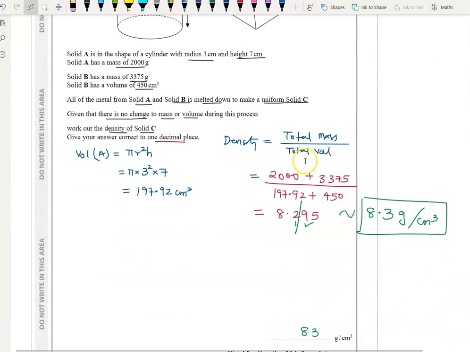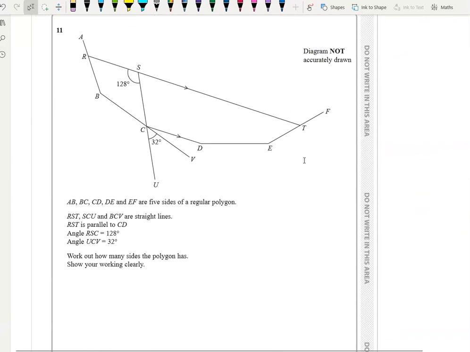Moving to next one, question number 11. Okay, AB, BC, CD, DE and EF are 5 sides of a regular polygon. Okay, RST, SCU and BCV, these 3 are straight lines. RST is parallel to CD. So this line RST is parallel to CD. Angle RSC is 128 and UCV is 32. Work out how many sides the polygon has.